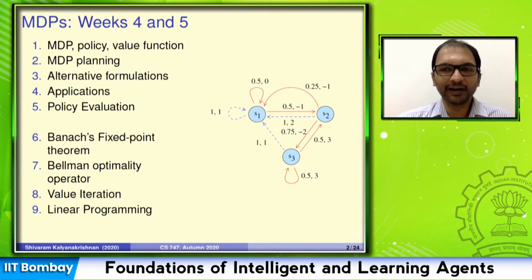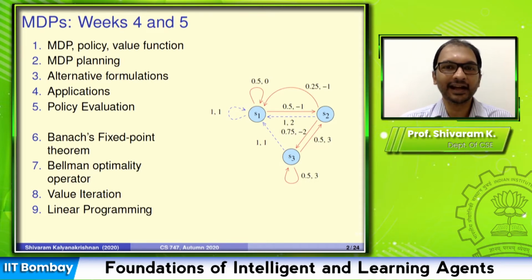In weeks 4 and 5, here's all what we did. We defined MDPs. You can see the picture here, policies, value functions, and defined the MDP planning problem. An MDP is an abstraction of sequential decision making. What we would like to compute for an MDP is optimal behavior, which is encoded as a policy. A very natural quantity that comes along with the policy is its value function. And we know how to find a value function: you use Bellman's equations and solve them.